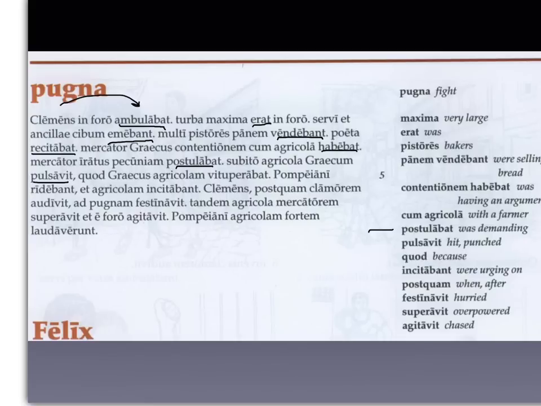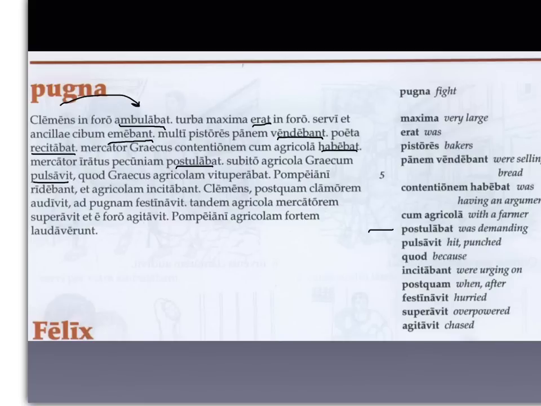Subito agricola Graecum pulsavit. Quod Graecus agricolum vituperabat. I find it helpful when a sentence has a comma to do the first part and then go to the second part. So we have this word that starts off the sentence, subito, which means suddenly. And then we have agricola, which means farmer. And next to it we have Graecum. Now the trick here is to not put those two together because Graecum ends with an M, and so I know it's my direct object. So it's not a Greek farmer, it's that the farmer's doing something to the Greek merchant.